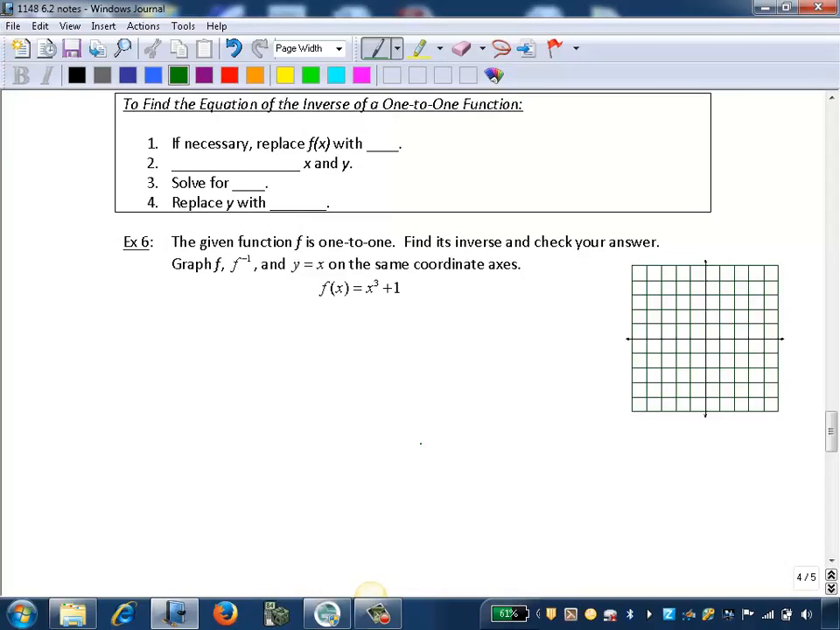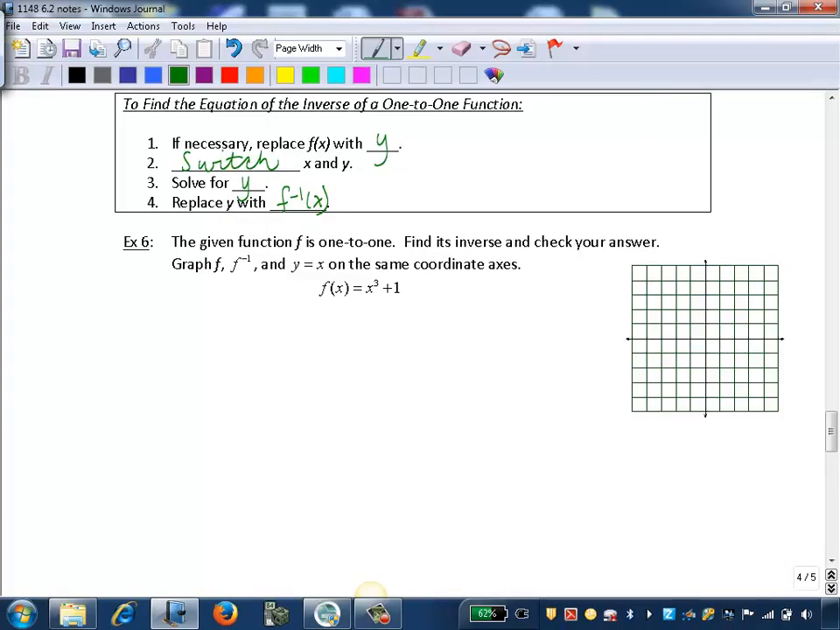To find the equation of the inverse of a one-to-one function, we're going to follow the following 4 steps. Step 1, if necessary, we will replace f of x with y. Then we're going to switch the x and the y. Because remember, we know that if we switch the domain and range of a function, that'll give us the corresponding domain and range of our inverse function. So switching the x and y is like switching your domain and range. Then we just need to solve that new equation for y, and finally replace the y with the function inverse notation, the f inverse of x.